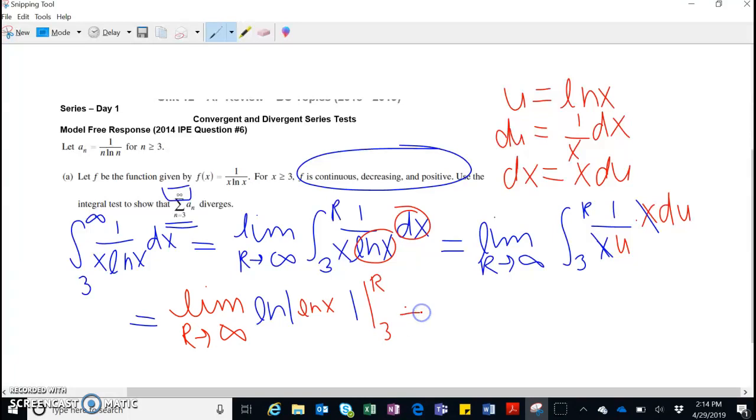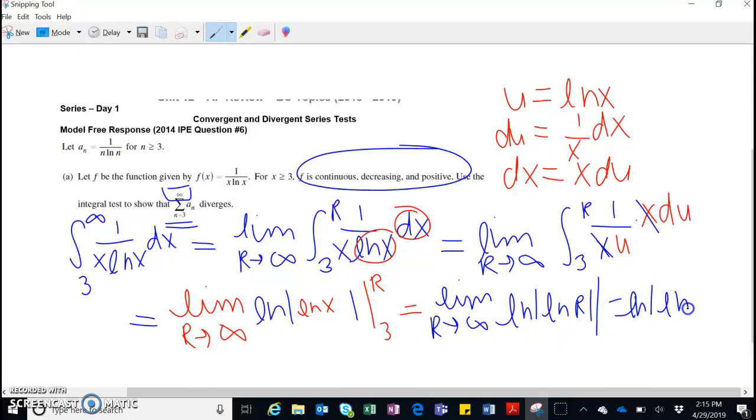Now I can go in with my upper bound. That's going to be the log of r minus the log of 3, and we're going to let that r value approach infinity. So this is the limit as r approaches infinity of the log of something big called r minus the log of 3. I definitely get a finite value over here at the end, but we know enough about our parent functions to remember that the log of infinity approaches a y value of infinity. So this is an infinite limit, which means that my integral diverges and therefore my series diverges too.